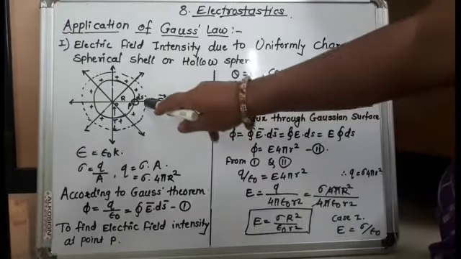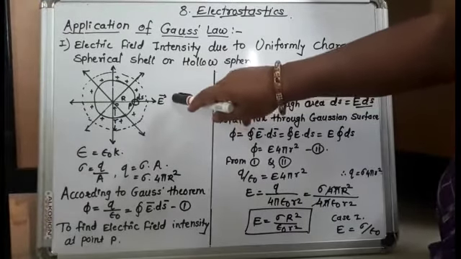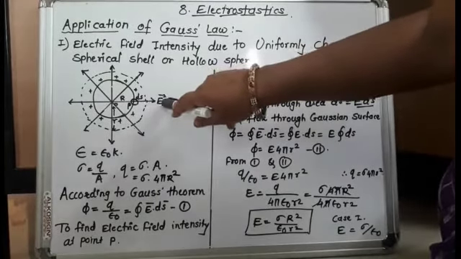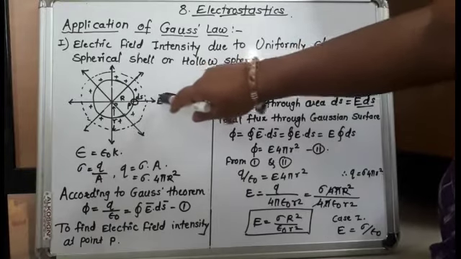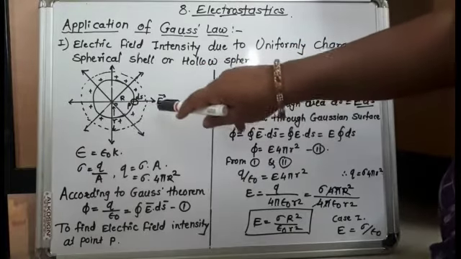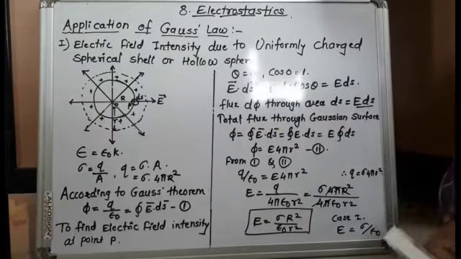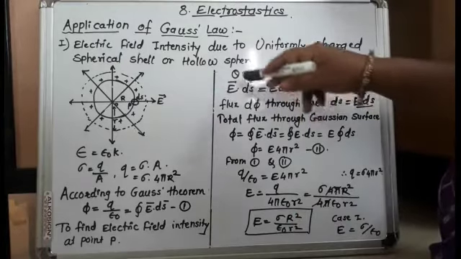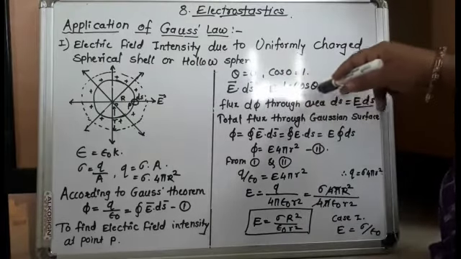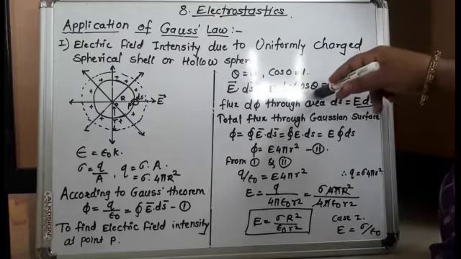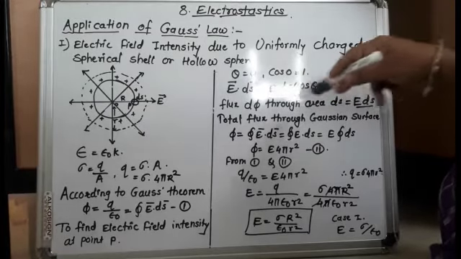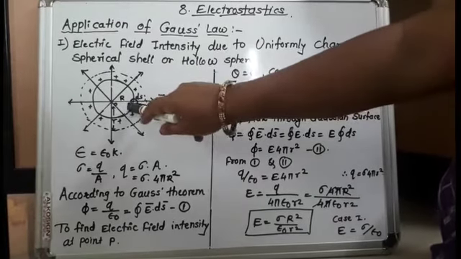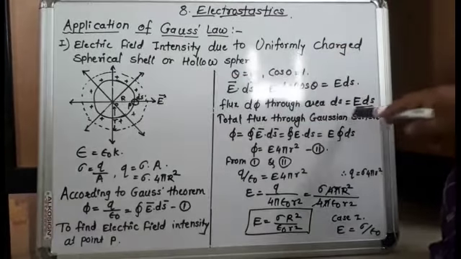So the angle between the direction of E and the normal to the surface is zero, because E and the normal both lie on the same line. So theta is 0 and cos 0 is equal to 1. Then the electric flux over the area ds is E ds cos theta, but since theta is equal to 0, we get E into ds. The flux d phi passing through the area ds is E ds.